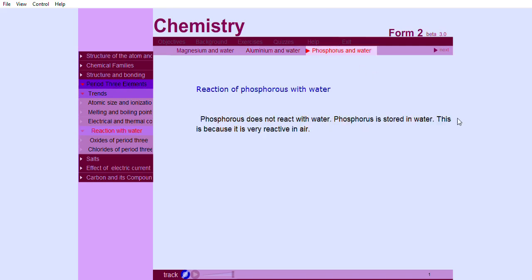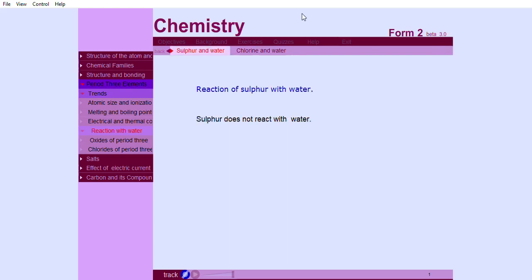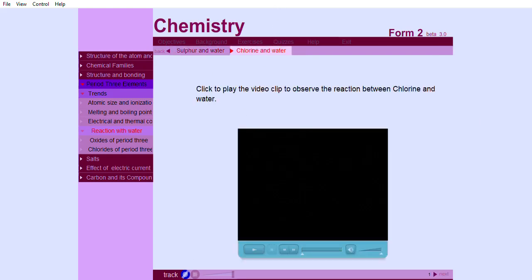Reaction of phosphorus with water. Phosphorus does not react with water. Phosphorus is stored in water. This is because it is very reactive in air. Reaction of sulfur with water. Sulfur does not react with water. Chlorine dissolves in cold water to form hydrochloric acid and chloric(I) acid. The solution formed changes blue litmus paper red, while the red litmus paper remains red.